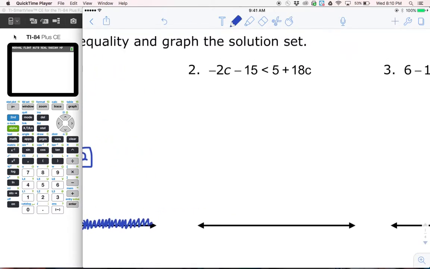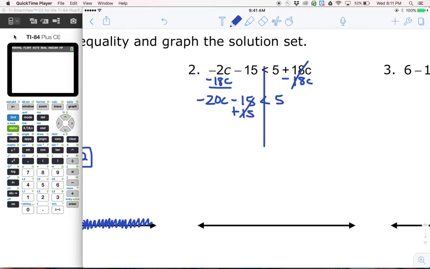Personally, I always like to get rid of a variable if it's on the right side. I don't like it there. You may have heard from teachers to just look for wherever you have the bigger one. I don't do that. If there's something on the right, I get rid of it. So I'm going to get rid of this 18c. I'm going to subtract 18c from both sides of my inequality. So now I've got negative 20c minus 15 is less than 5.